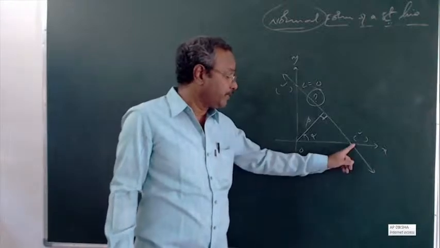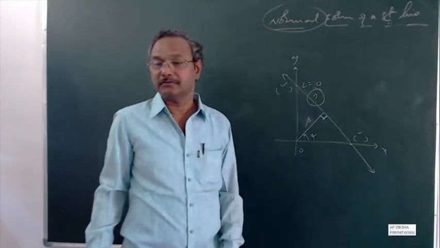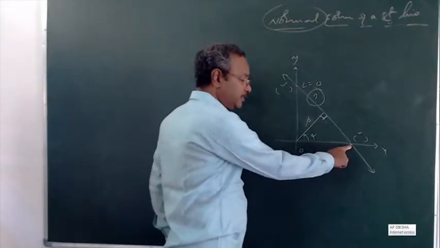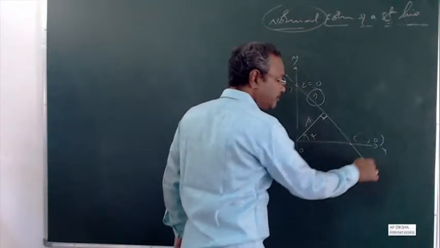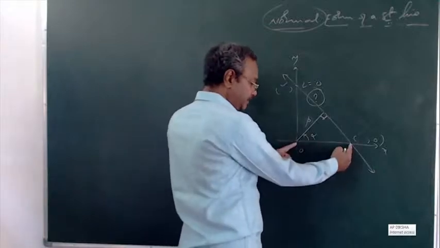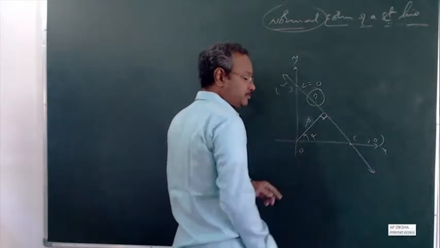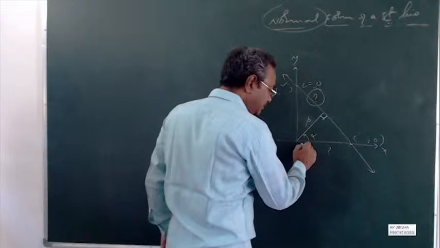So how to find the coordinates of this point? Now look, this is a point on the x-axis. So naturally, the y-coordinate should be equal to 0. And this measurement is the x-coordinate of this point. So what is this measurement?